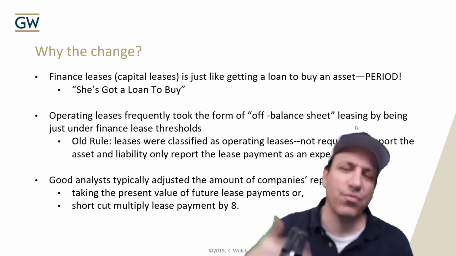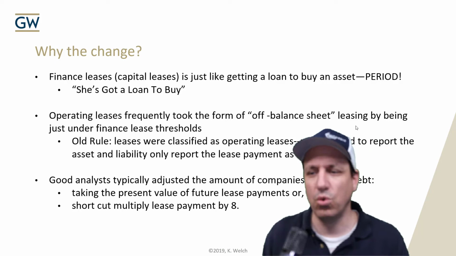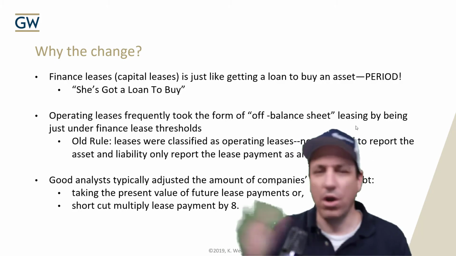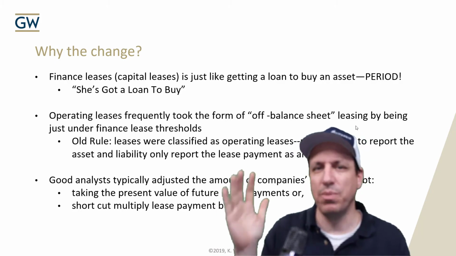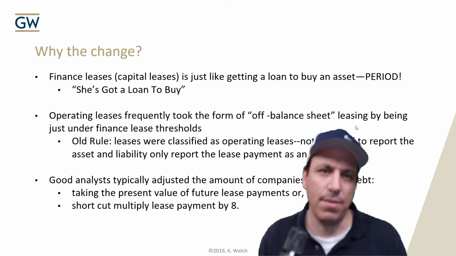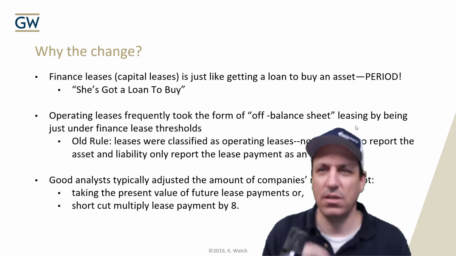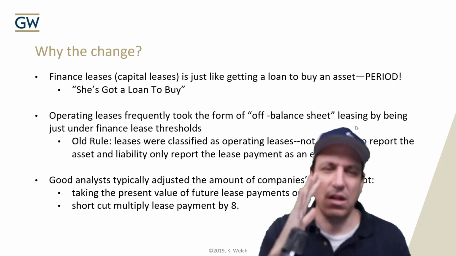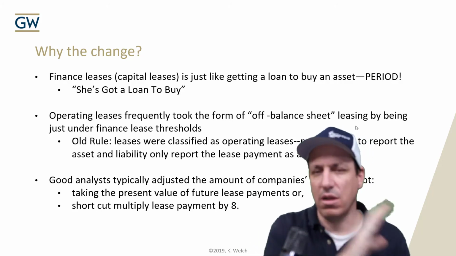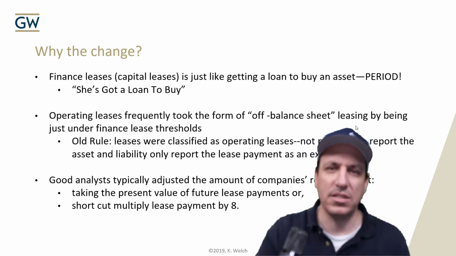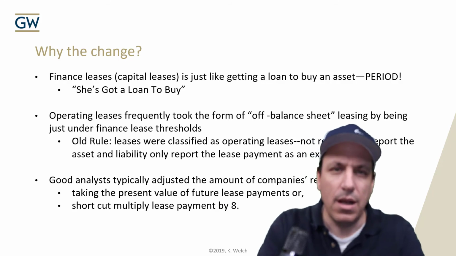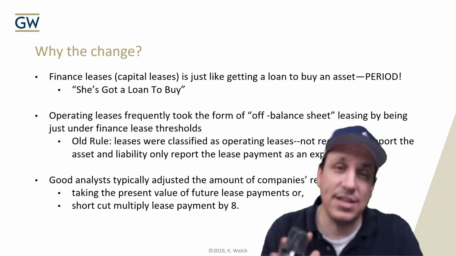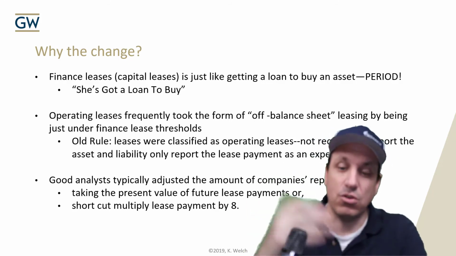Analysts, to deal with this frequently in the past, used to just do a quick shortcut. They used to say, okay, what's the lease expense? Multiply it by 8, put that on the assets and liabilities. And that was a quick way to deal with the fact that a lot of these leases that are classified as operating should really be capitalized to the balance sheet and income statement, so that they factor into different ratios.